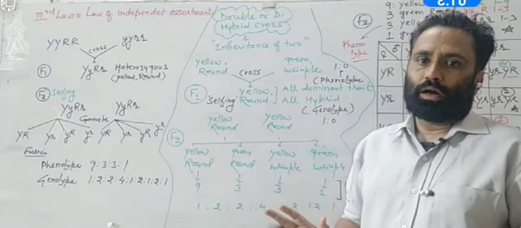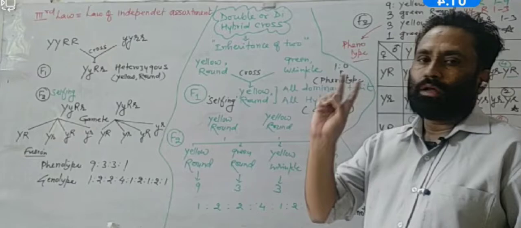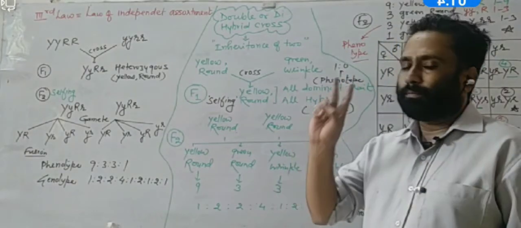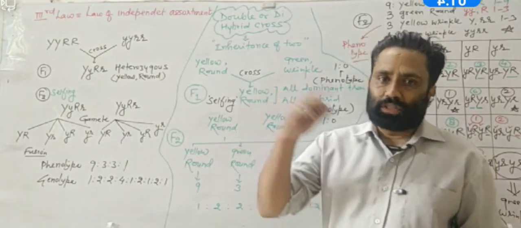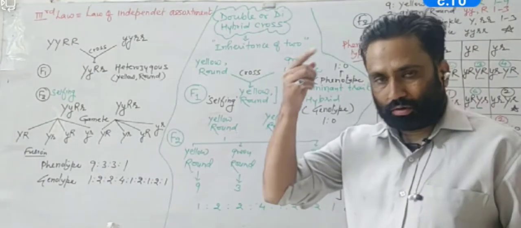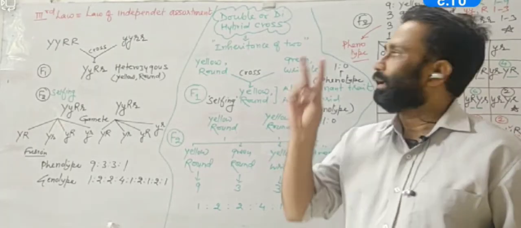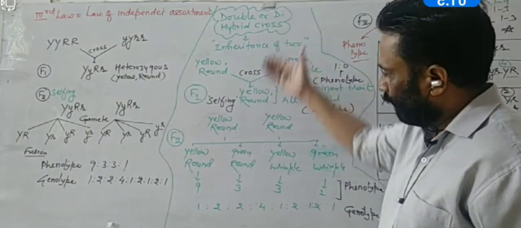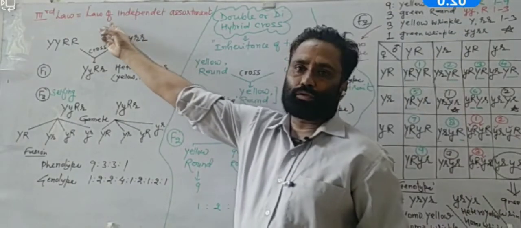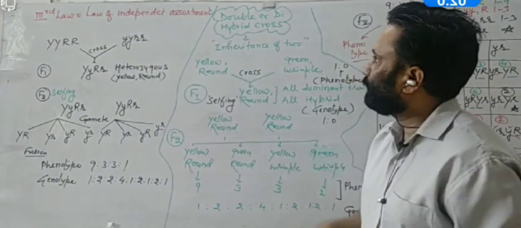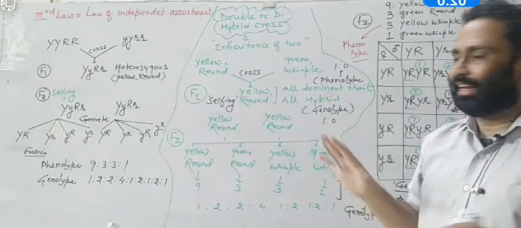Proved according to dihybrid cross, which types of results were seen, or which conclusions were seen by Gregor John Mendel in dihybrid cross. According to these results and conclusions, the third law was given, right? In a double hybrid cross, inheritance of two genes we can understand.